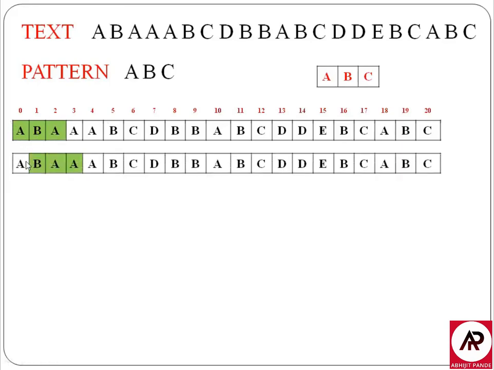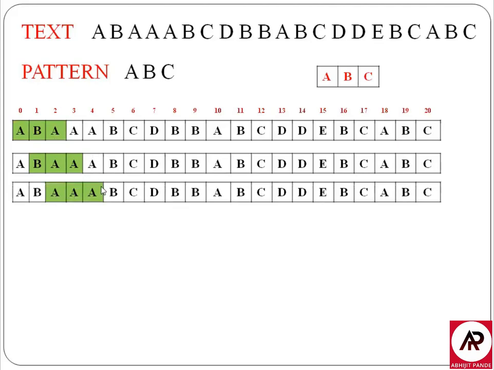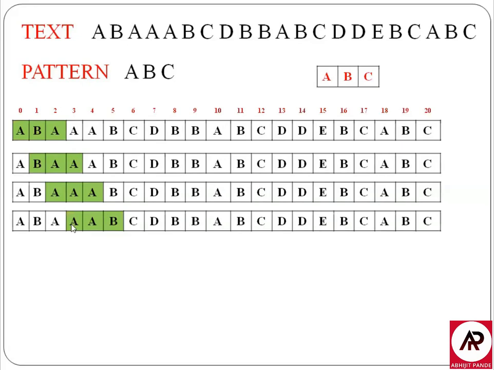So the window is now BAA. It shifted by one character. Again, compare the first character of the pattern with the first character of the string. Here the first character of the pattern is A and the first character of the string is B. It is different, so we have to move the window by one. When we move the window by one, we repeat the same step: compare the first character of the pattern with the first character of the string. The first character is the same, so we check the second character. Here the second character is different, so shift the window. Here also the first character is the same, the second character is different, so shift the window.